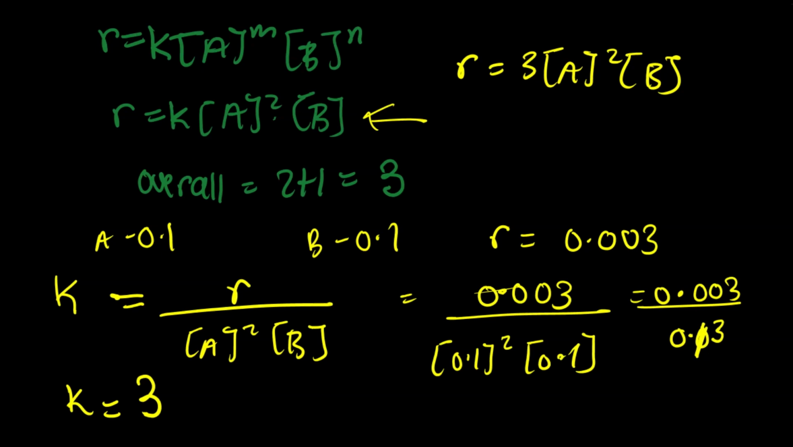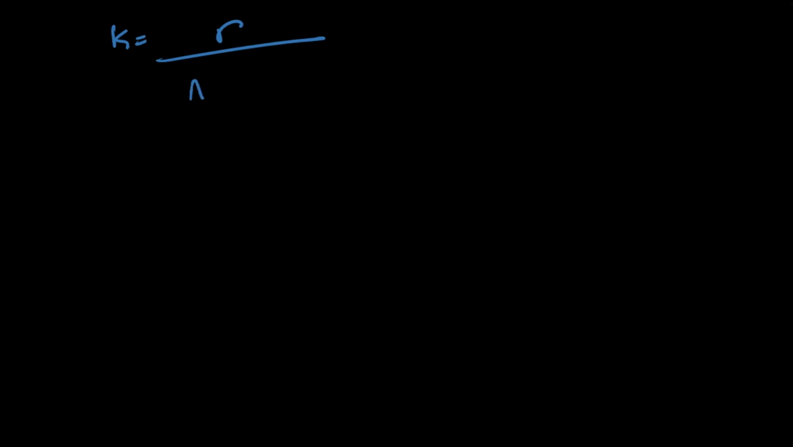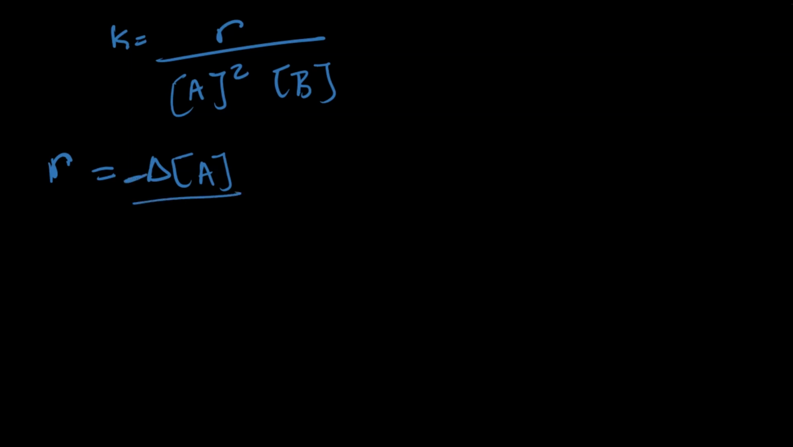Then you say, what exactly is the unit of K? Okay, what is the unit of K? In the next few minutes we'll be taking a look at how the unit of K is derived or ascertained. From our example, we had that K is equal to R divided by A squared and concentration of B. Now R is rate, and remember the rate is equal to the change in concentration of the product, or it could also be the reactant.